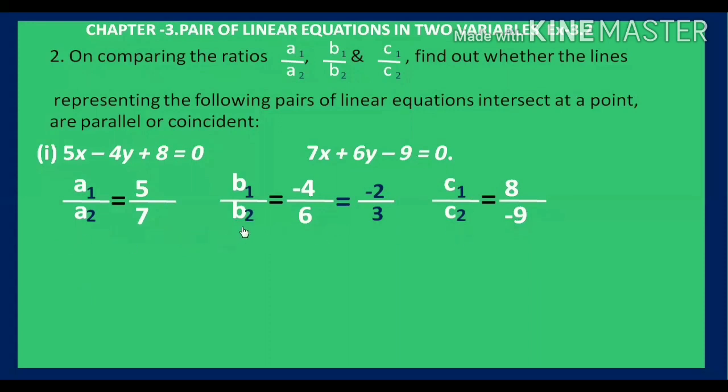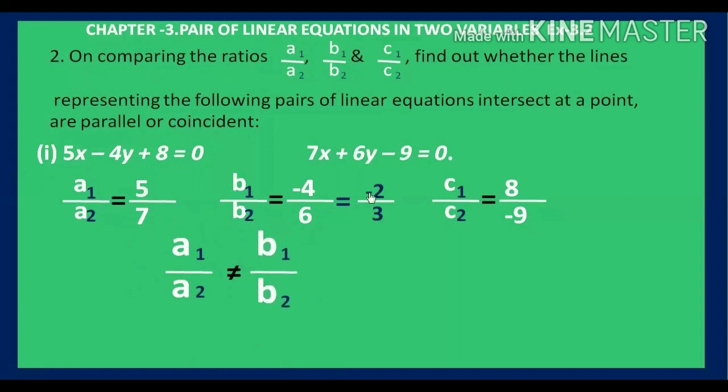फर्स्ट ऑलवेज यू कंपेयर a1 अपॉन a2 एंड b1 अपॉन b2. Check whether they are equal or not. If not equal, then unique solution. If equal, then we have to look at c1 upon c2. तब c1/c2 को देखेंगे. First always compare a1 upon a2 and b1 upon b2. So here a1 upon a2 is 5/7, b1 upon b2 is -2/3, and these are not equal. a1 upon a2 is not equal to b1 upon b2.